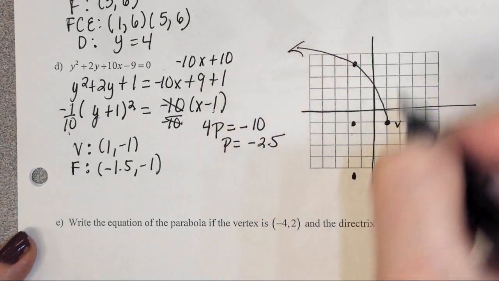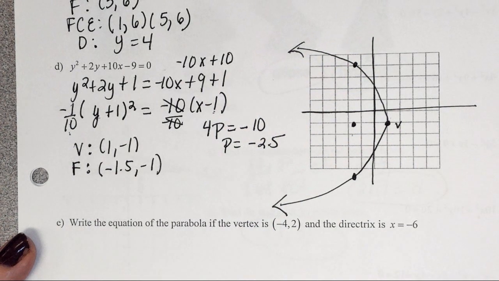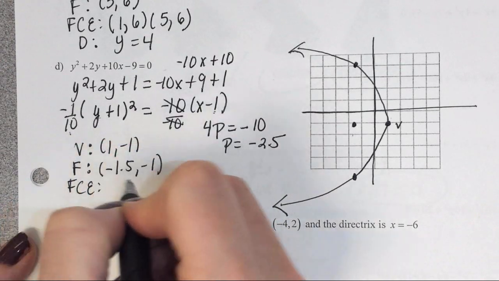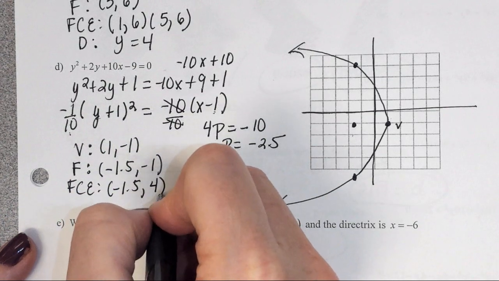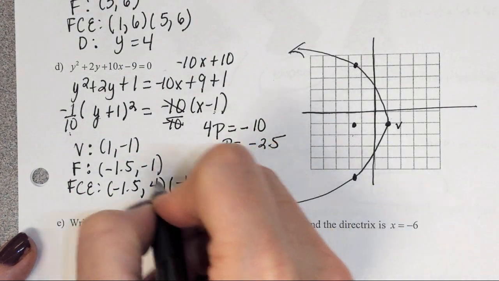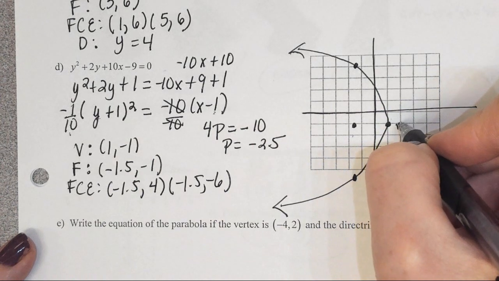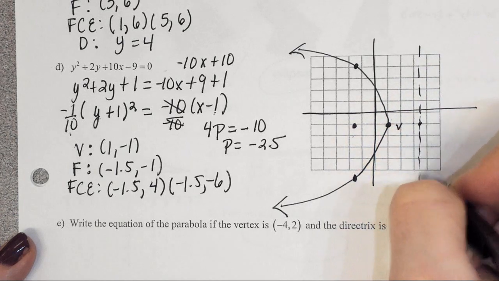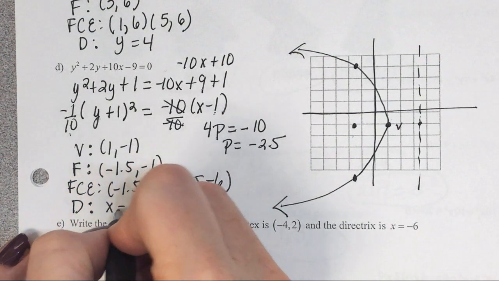So here's what the parabola has to look like. My focal chord endpoints: my x did not change, but I had to add 5 to that, and my x did not change, and I had to subtract 5 from that. And lastly, for our directrix, we have to go over 2.5 units in the other direction. Write that down. What's that equation going to be? Good.